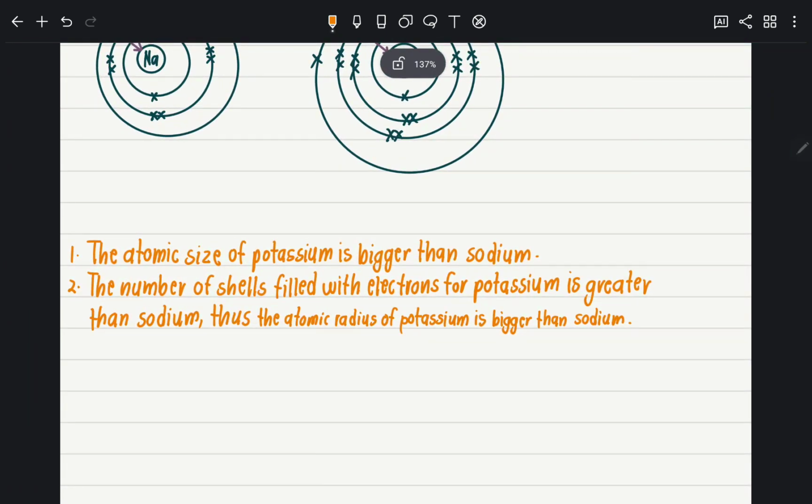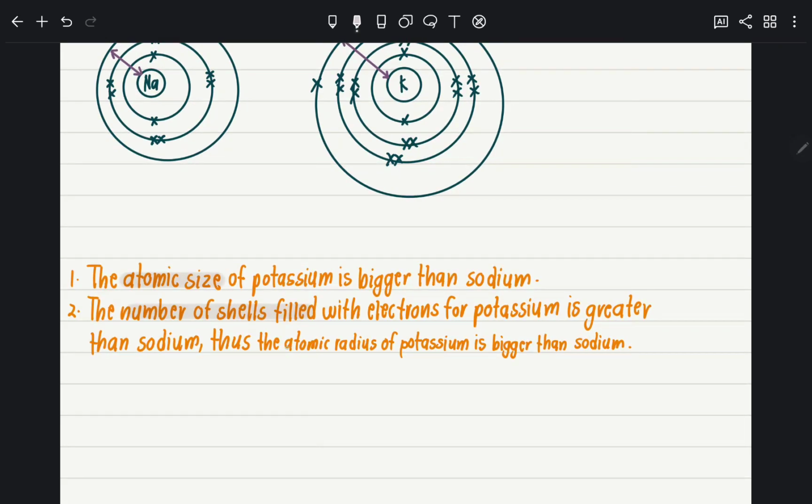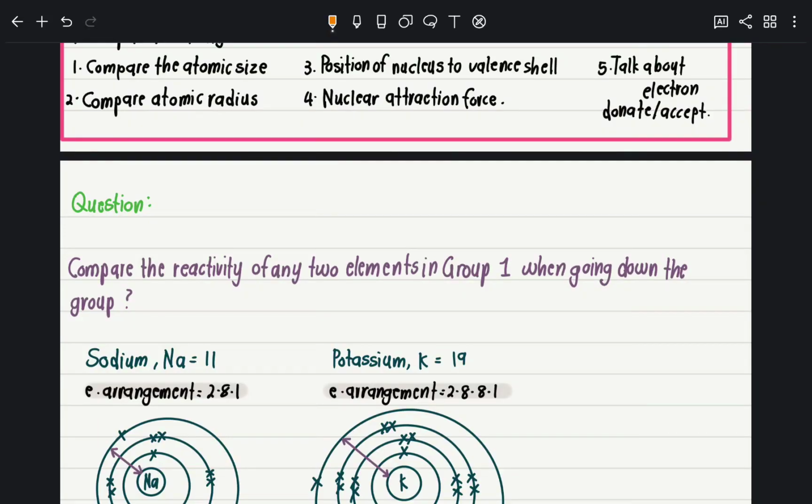So this is how your second sentence looks like. First, you state the atomic size. It's a must. You have to start with atomic size first. Once you have talked about atomic size, then you talk about which element has more number of shells filled with electrons. By opening your eyes, you can see potassium's number of shells is more than sodium's. So you should say: number of shells filled with electrons is greater for potassium than sodium. Thus, atomic radius of potassium is bigger than sodium. This is your sentence. Then next you should talk about the position of valence electron.